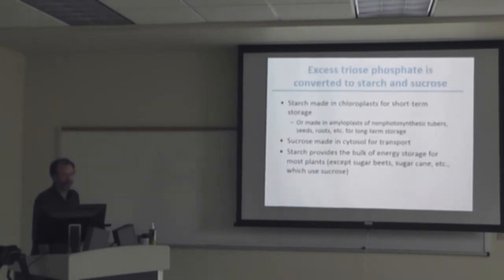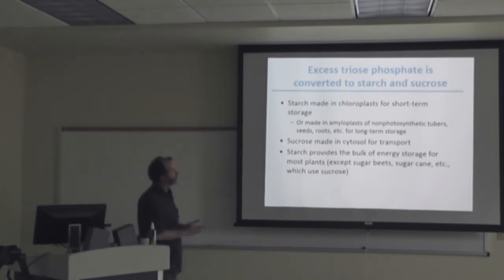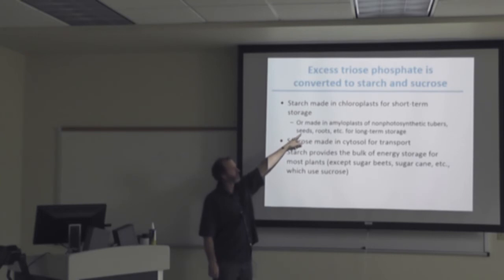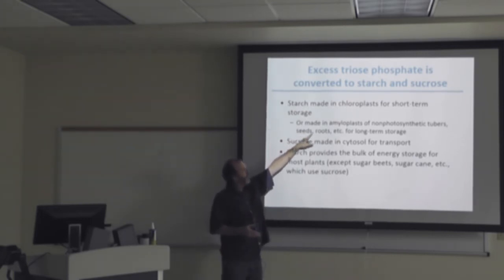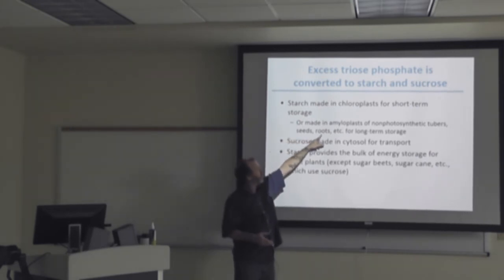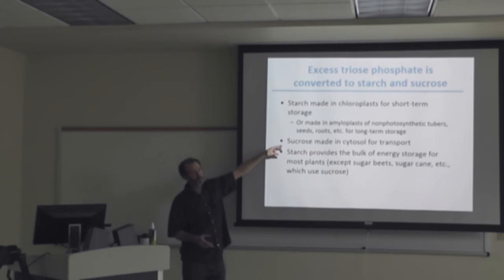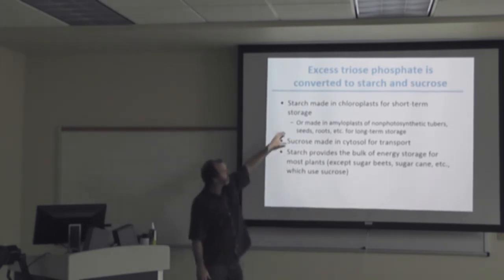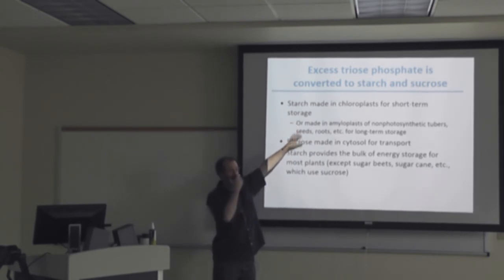No, I'm just joking. So excess triose phosphate is then converted into starch and sucrose. Starch is made in the chloroplast for short-term storage, or made in the amyloplast of non-photosynthetic tubers, seeds, and roots for long-term storage. So potatoes are starchy. They store that energy in the tubers.